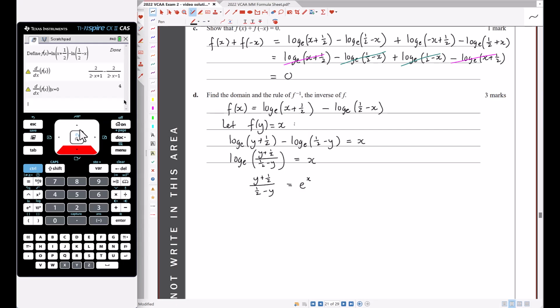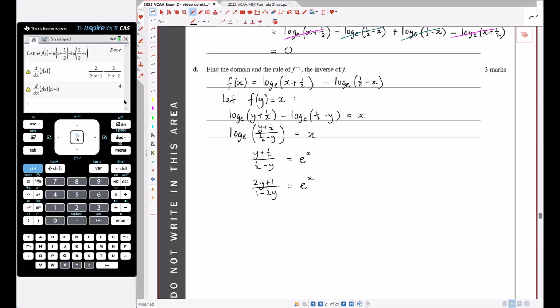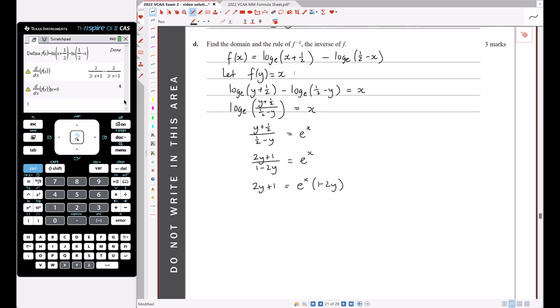So I'm not loving these halves, and we could do a number of different things, but I'm just going to multiply the top and the bottom of this fraction by 2, just so it becomes 2y plus 1 over 1 minus 2y. So we haven't actually changed the value. All we did was times top and bottom by 2, so it's still the same fraction. Okay, now we need to get the y's together. So we're going to have to do a little bit of work here. I'm going to multiply to get rid of the fraction. Now I need to be able to get the y's on the same side of the equation. So I need to expand out this bracket on the right, sorry.